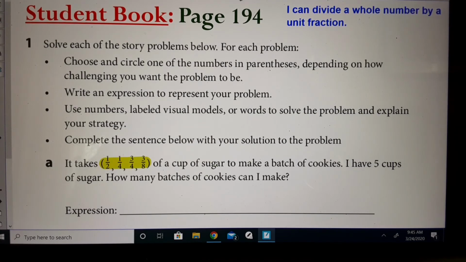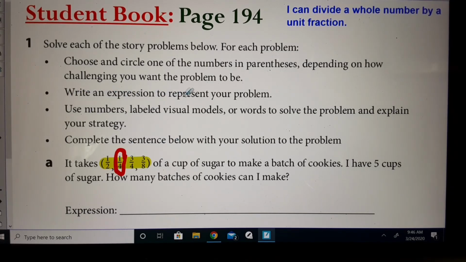Let me read the situation and we'll see which one we want to do. It takes blank of a cup of sugar to make a batch of cookies. I have 5 cups of sugar. How many batches of cookies can I make? Okay, so clearly we'll be able to make more than 5 batches as it's only going to take a fraction of a cup to make a batch of cookies. Well, let's go back to our directions, and it says circle and choose one of the numbers in parentheses. I'm going to choose, just because I want to make it simple for our demonstration, fourths.